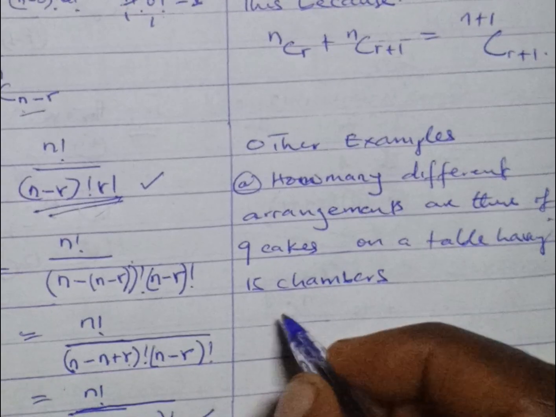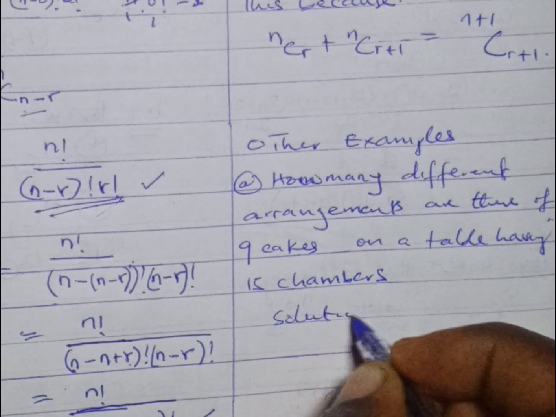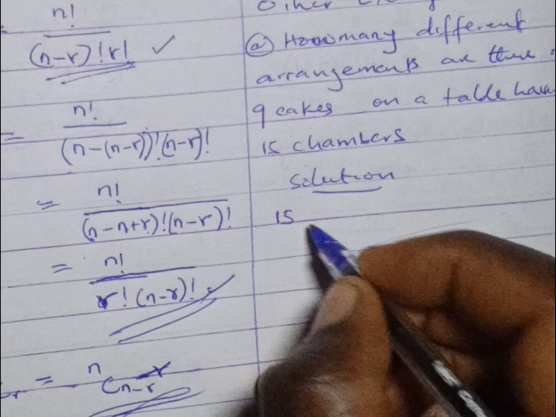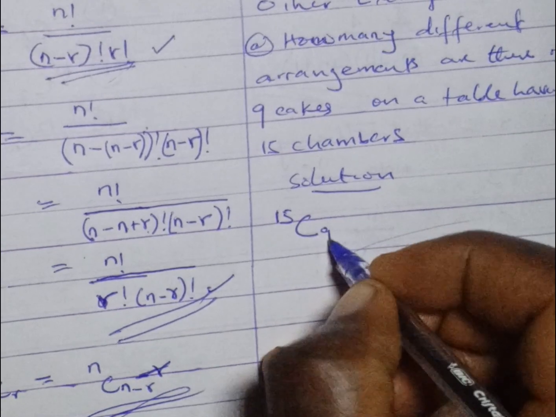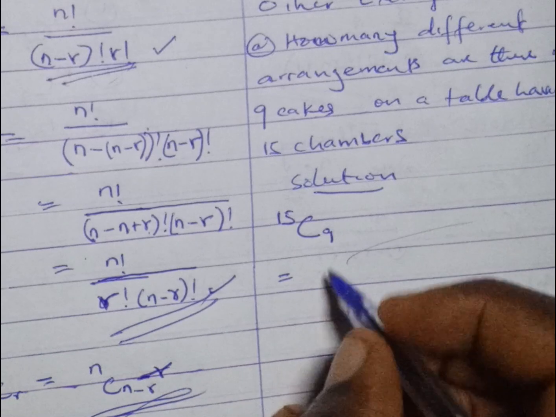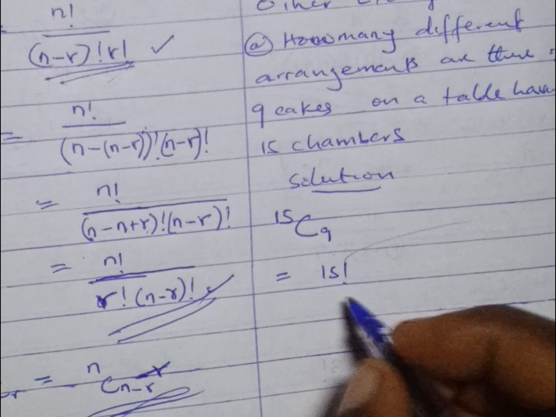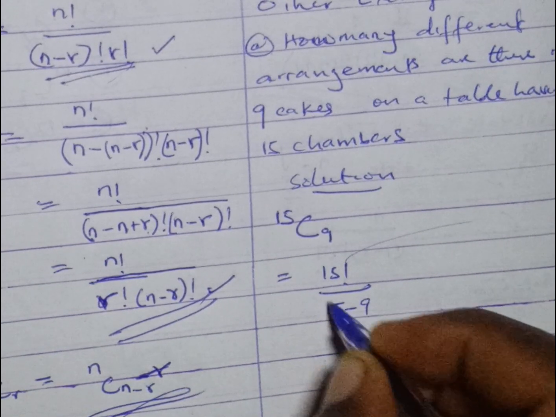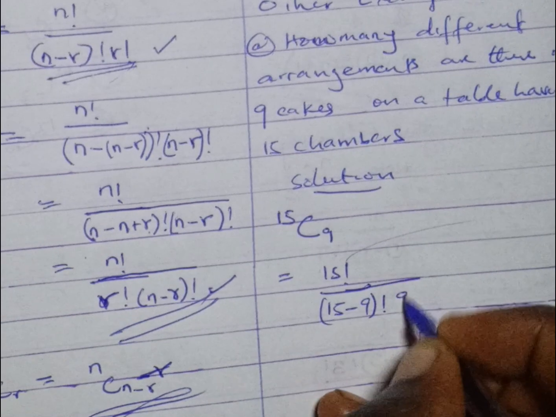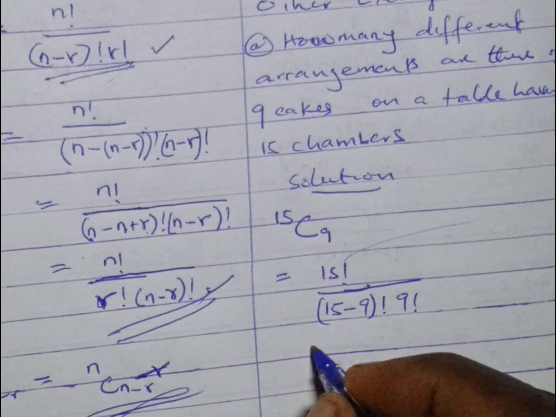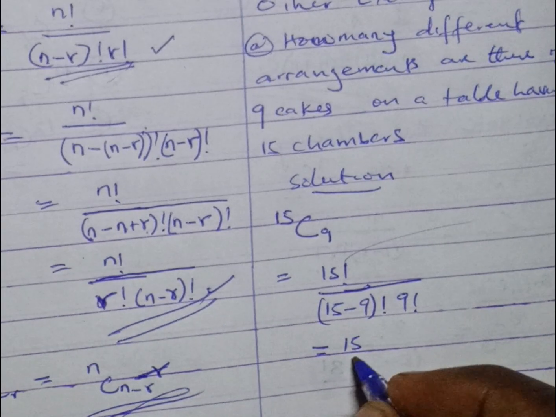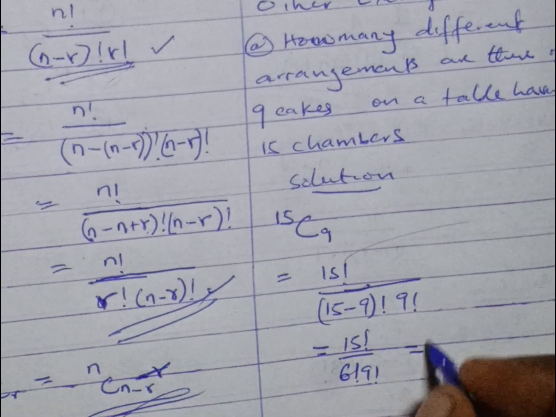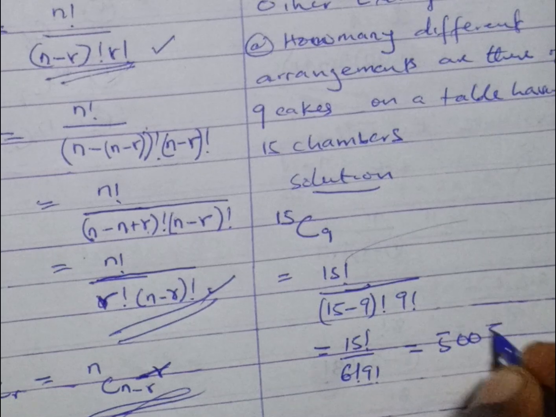So what do we do? Solution. So this is a combination problem. Simply, with 15 chambers, you're combining 9 things. So that will be 15 factorial over 6 factorial, 9 factorial, going by the formula for combination. With your calculator, you are going to get 5005 as the answer.